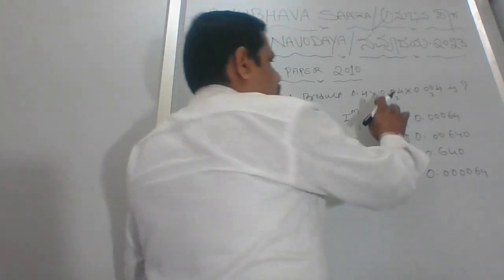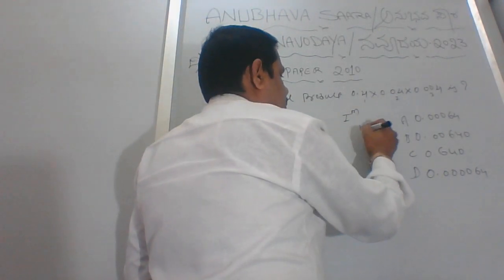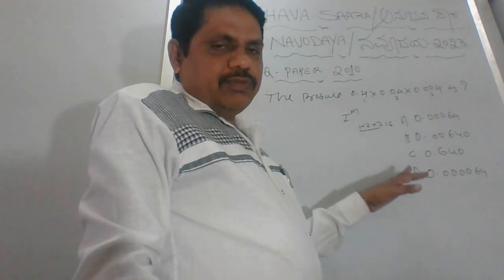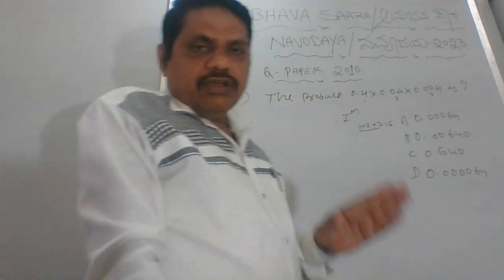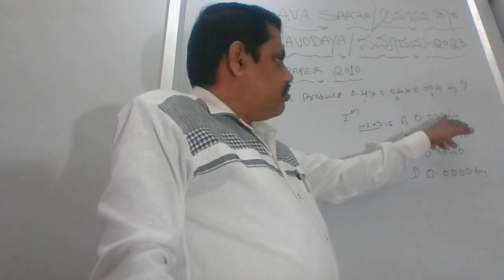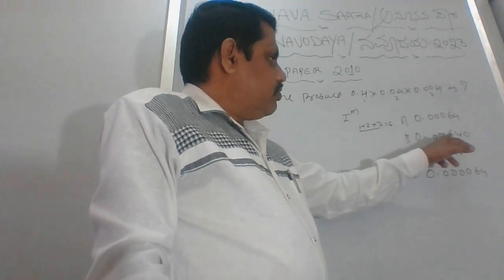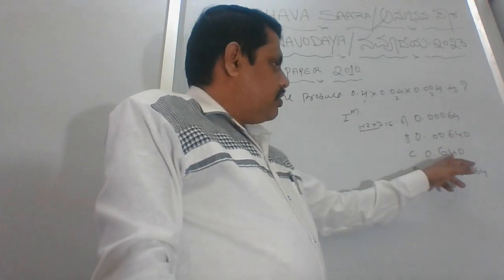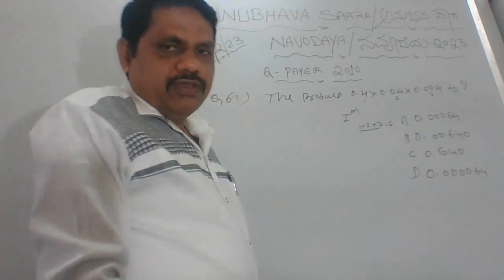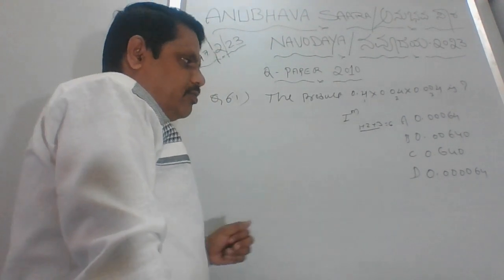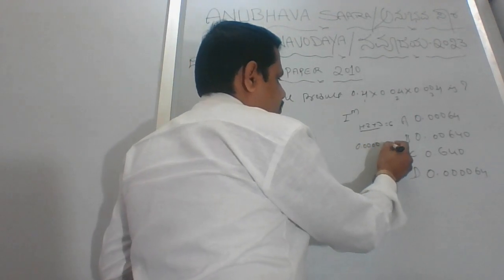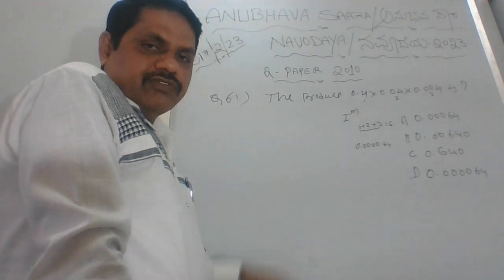Fine. So 1 plus 2 plus 3 is equal to 6. That means my answer should have 6 digits after the dot. Okay. So here 1, 2, 3, 4, 5. No. Here 1, 2, 3, 4, 5. No. 1, 2, 3. No. 1, 2, 3, 4, 5, 6. That means the answer has 6 digits, which means the answer will be D, that is 0.00064. I'll explain how it comes.